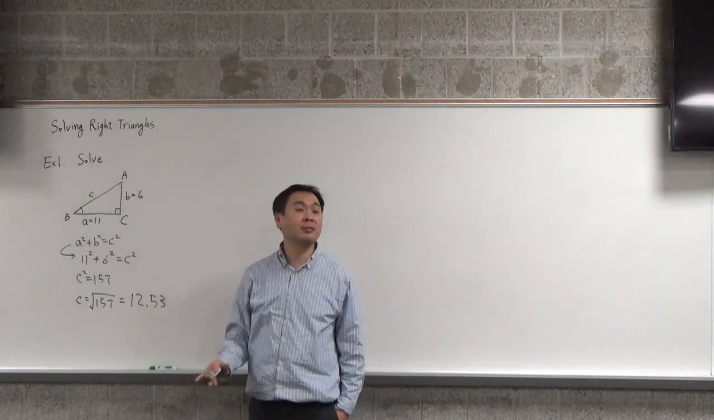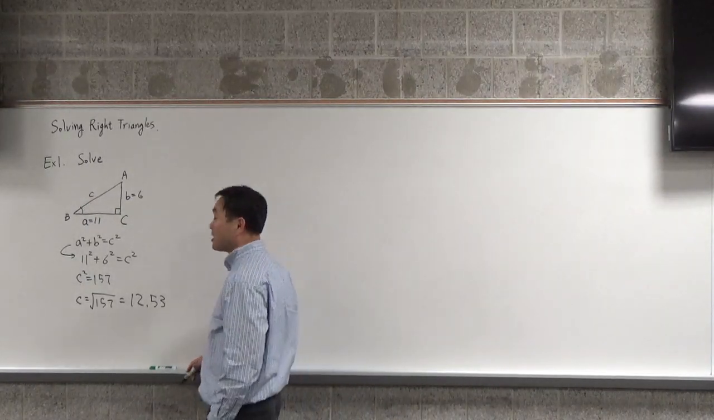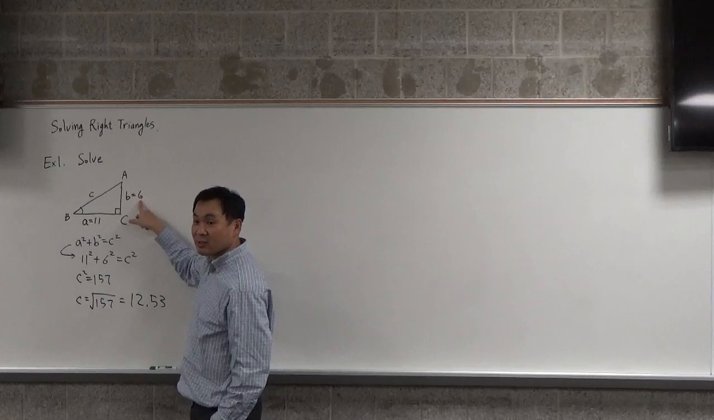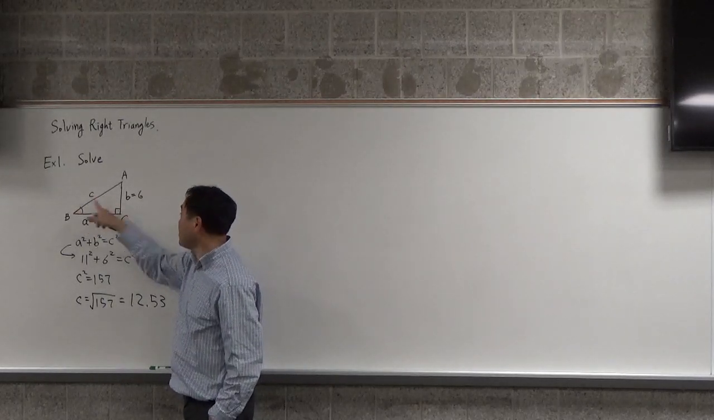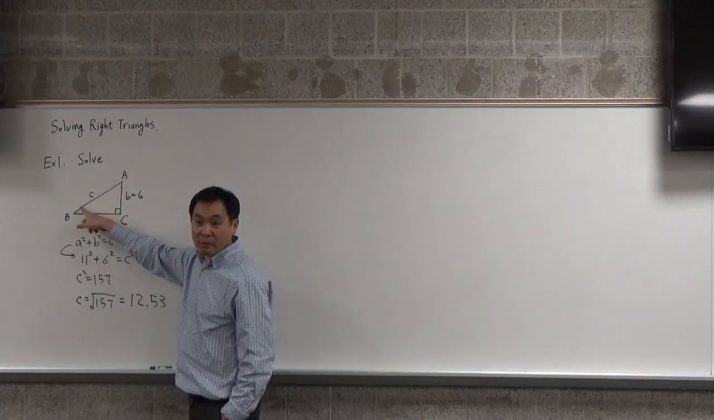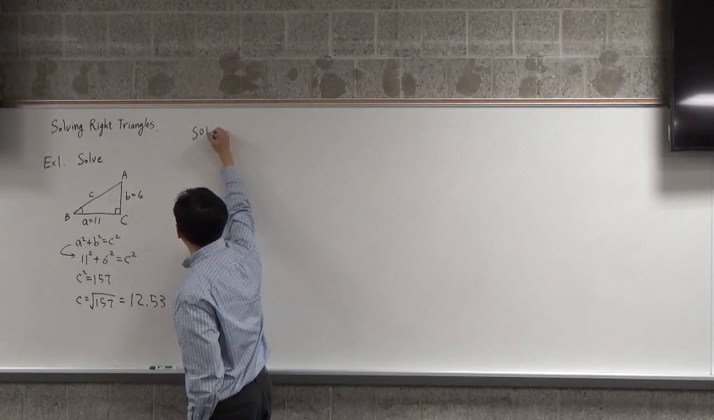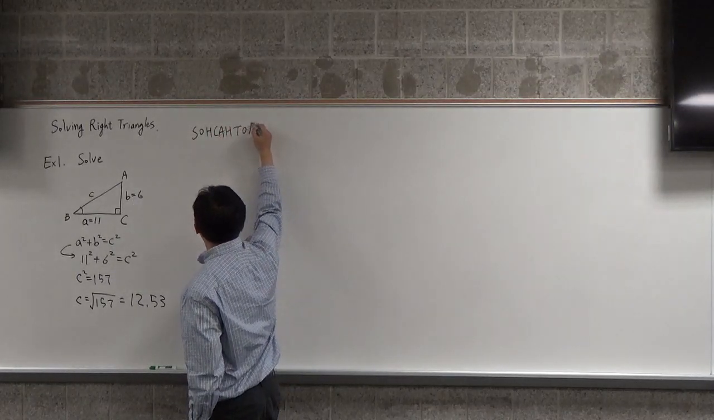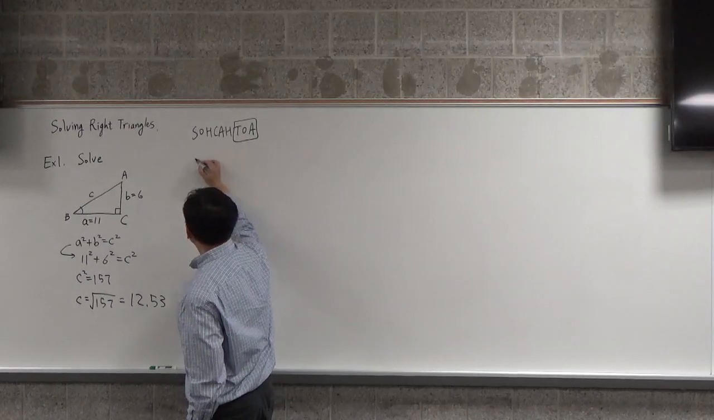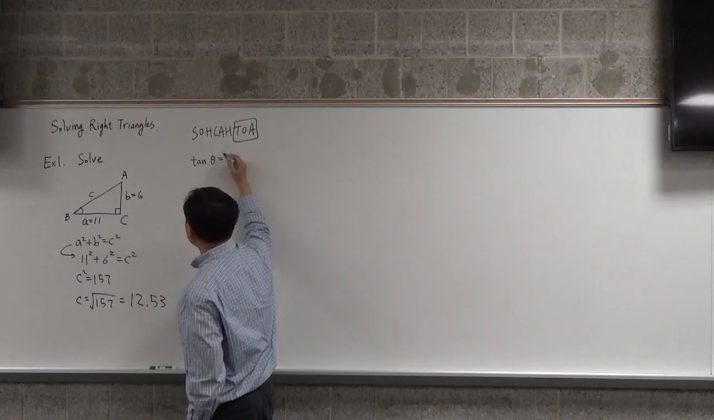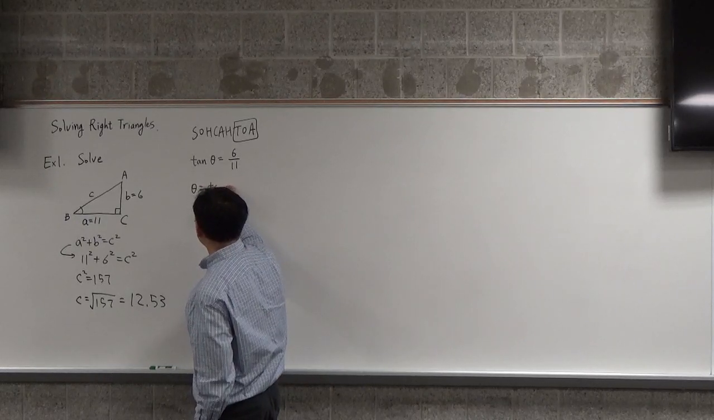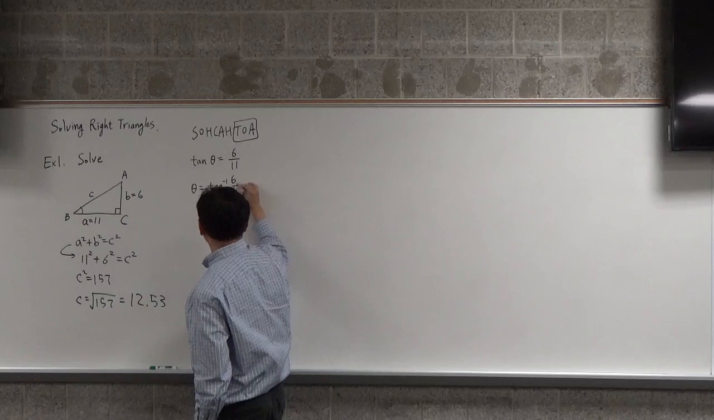Any ideas? Yes? You can do inverse of tan. Yes, you can do inverse of tan. Because, see, you have two sides, 11 and 6. And with respect to angle B, 6 is opposite angle B, and 11 is adjacent to angle B. And if you write down SOHCAHTOA, this is the only one that has both opposite and adjacent involved, right? So we know that tangent of theta is equal to opposite over adjacent. Therefore, theta must be tangent inverse of 6 over 11.